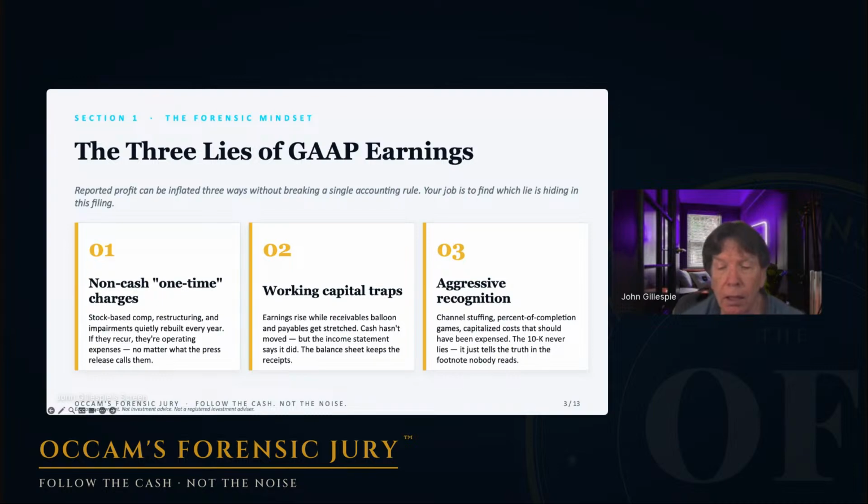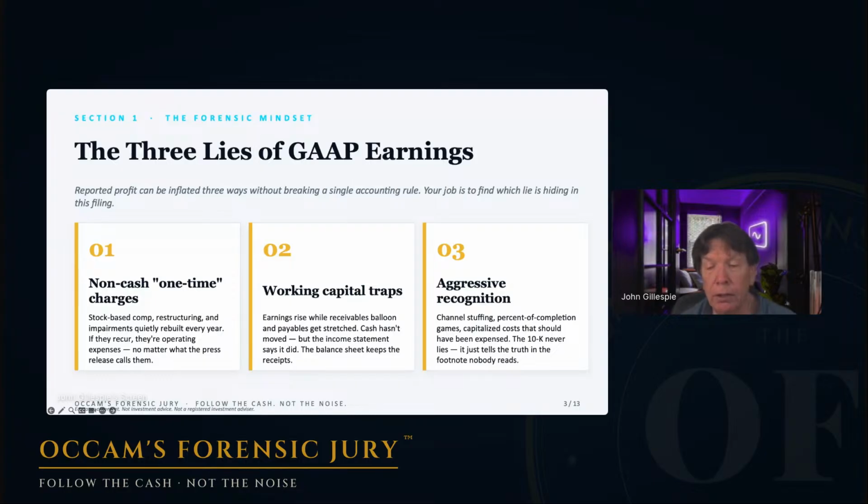The second lie, they're working capital traps. Earnings can rise while accounts receivable balloons and the company stretches its payables. No real cash has moved, but the income statement says it did. The balance sheet keeps receipts, and this is where the disconnect shows up first.